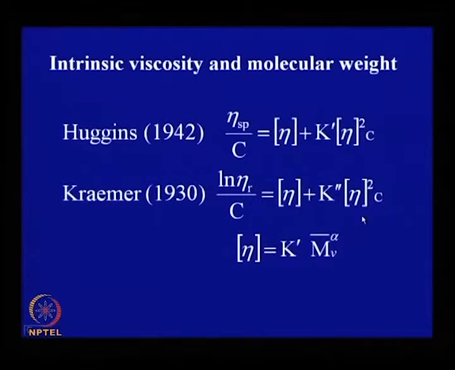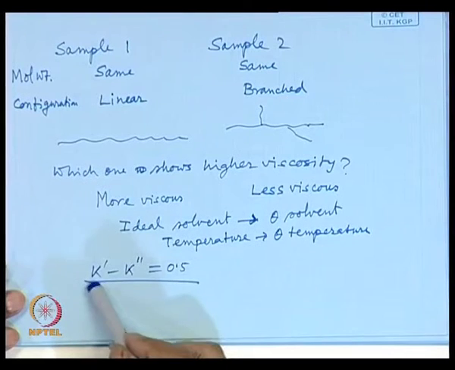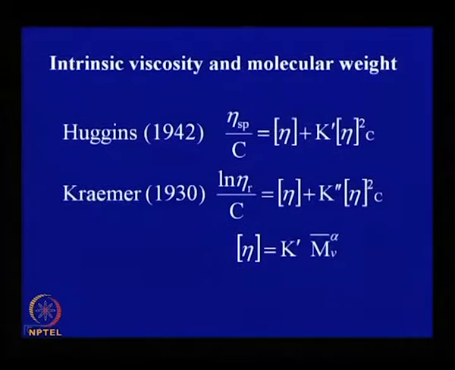Yes, very good. It is possible by simple algebra, because you are told that the difference between these two constants is 0.5. So, you can substitute one of these two constants. Then by simple algebra, because the concentration C value is known, ln eta relative value is known, eta sp value is known, you can calculate this eta intrinsic. Once you get it, then from the Mark-Houwink relation, you can calculate this viscosity average molecular weight. So, this is the way to calculate the viscosity average molecular weight.